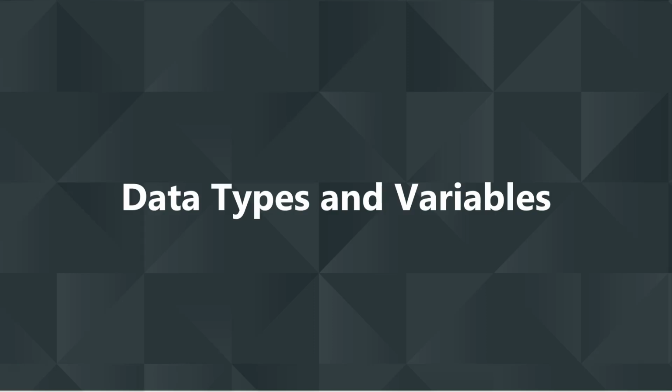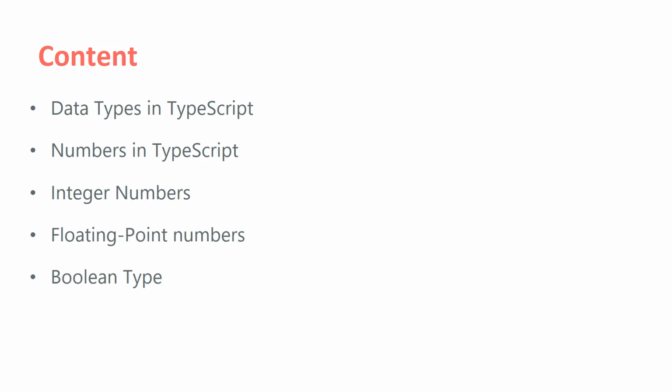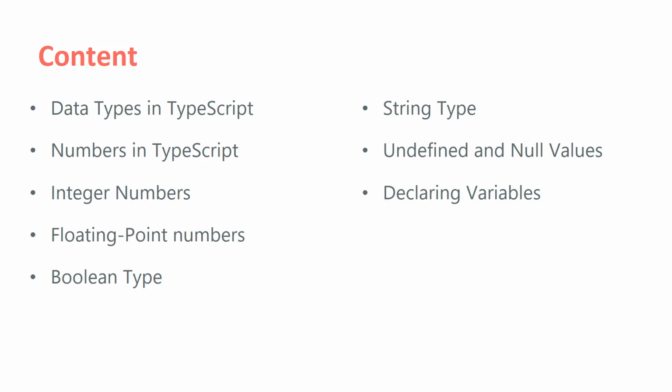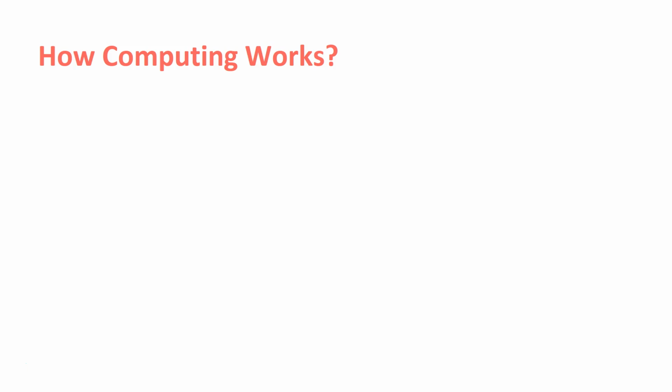The next presentation that we have for TypeScript is data types and variables. So what we're going to see are first data types in TypeScript. After that, how we can have numbers in TypeScript: integer numbers, floating point numbers, boolean type, string type, undefined and null values as well, and how we can declare and assign variables. So let's start with data types in TypeScript.